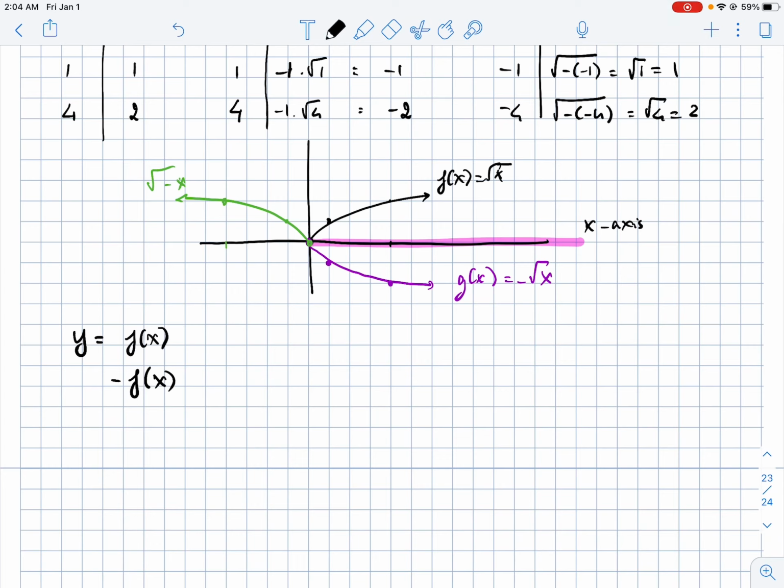So if we have the function y equals f of x, and if we have a minus outside of the function, in front of the function, then the x-axis is like a mirror. So we will say the graph reflects about the x-axis.